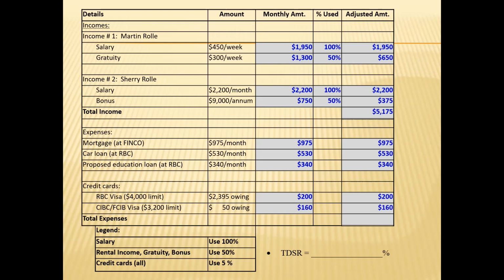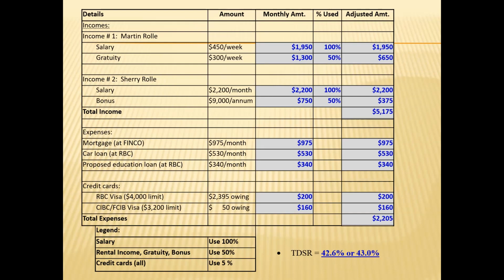So we finish the expenses, we add up the expenses, and we get 2,205. Okay. How do we calculate the TDSR? So it'll be the expenses divided by the total income, multiplied by 100. And you get what figure? I got 42.61%. Okay, so you could put 42.6, or rounded up to 43%, is up to you. Okay, either of those are acceptable. All right.